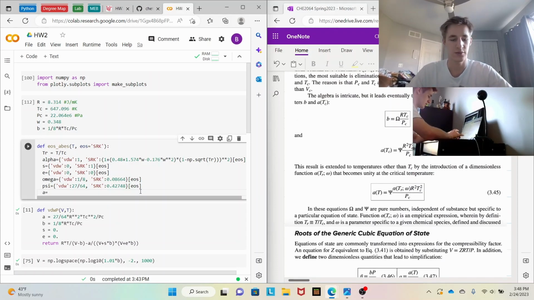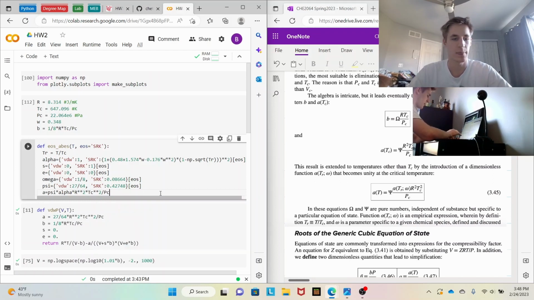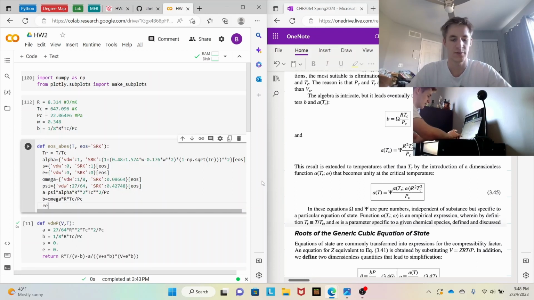All right. So now we're actually going to compute our A and B variables, right? So A equals psi times alpha times R squared times the critical temperature squared over critical pressure. You can see that down here. And B up there, right, is omega times R times critical temperature over critical pressure, right? And we want to return A, B, E, and S.